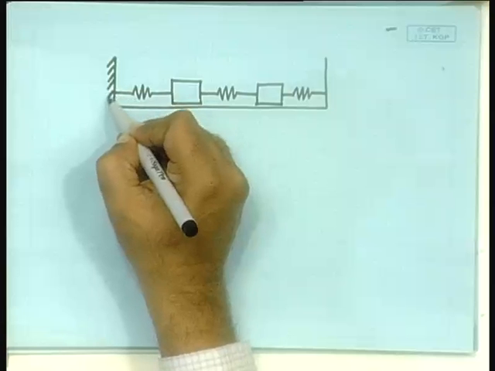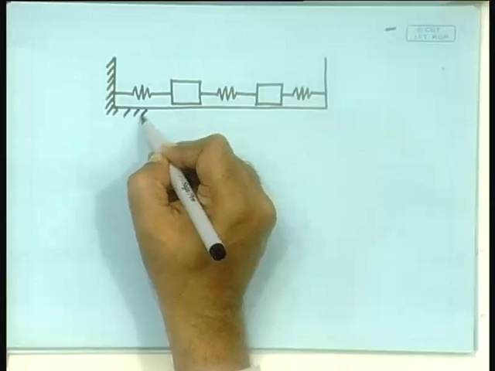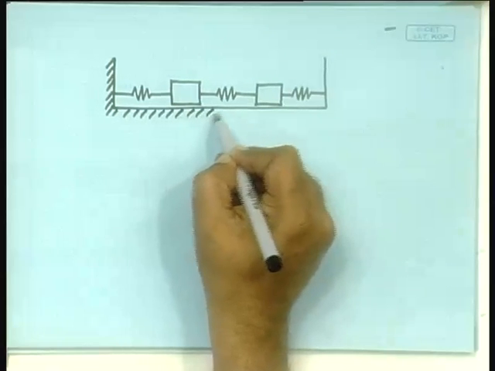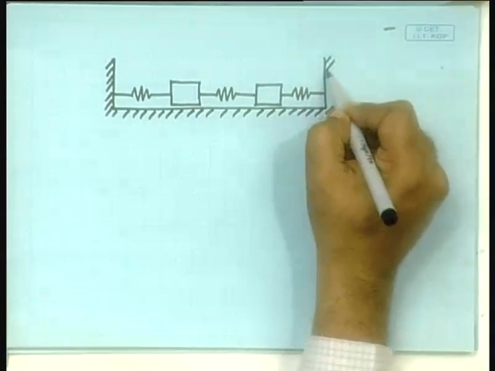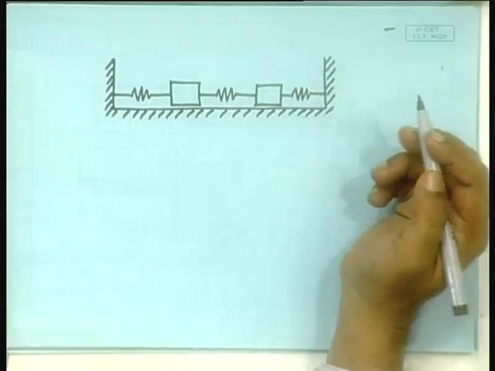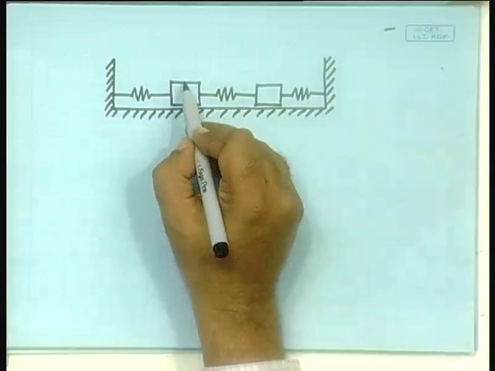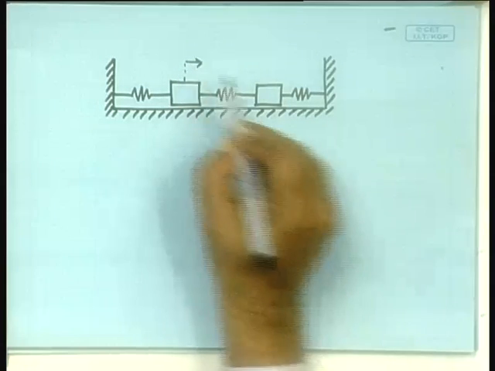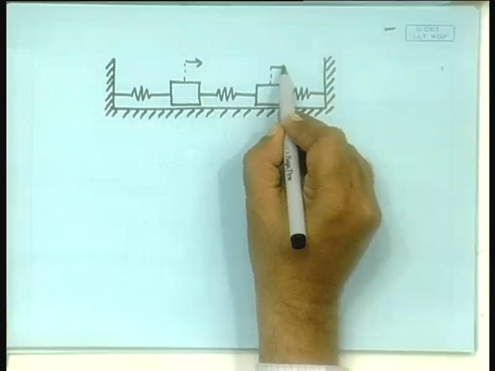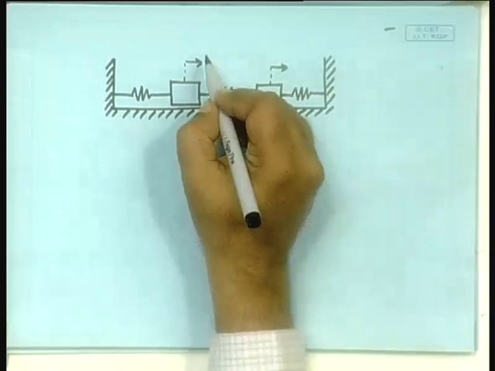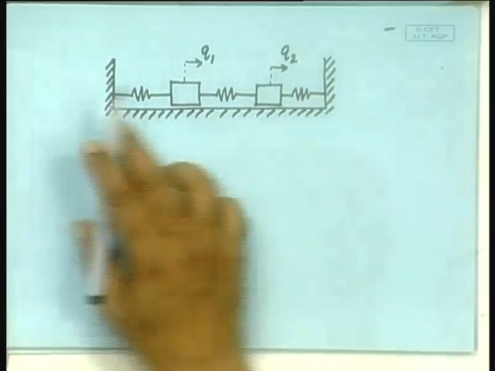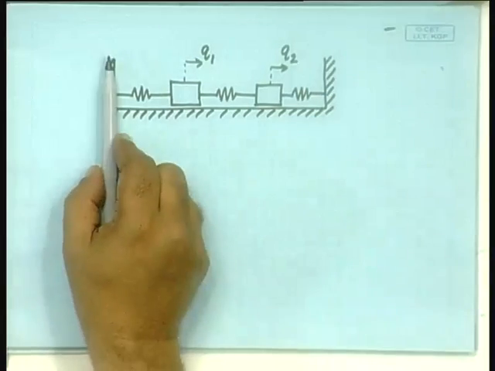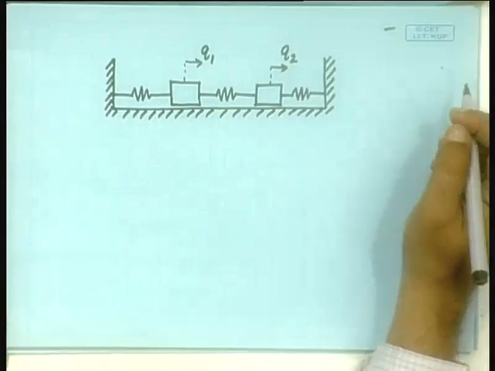In that case, how will we define the generalized coordinates? Can you suggest? Simply, the positions of these. Okay, so this is say q1 and this is say q2, measured from some kind of a datum, say here. All right.